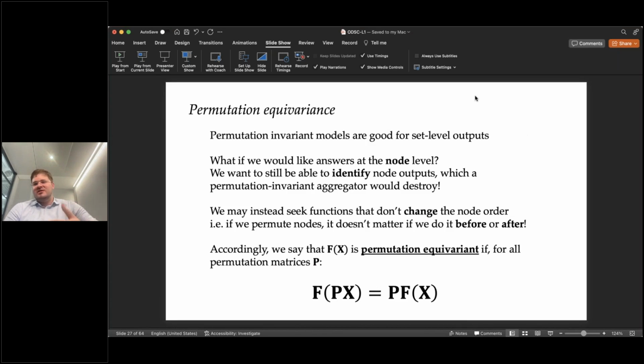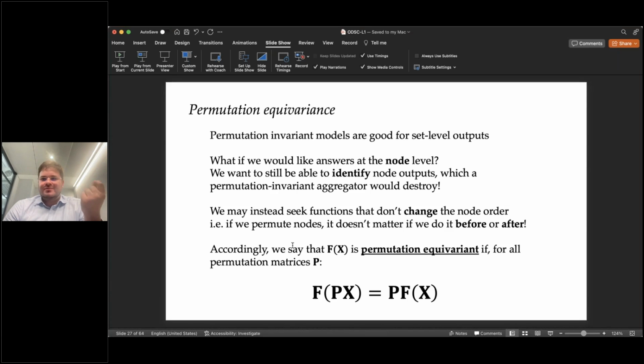Now, permutation invariance is really good if you want outputs on the level of entire sets, but what if you would like answers on the level of individual nodes? Well, you'd still want to be able to identify which output is for which node, but when you do a sum or other aggregation, that is destroyed. So instead, we might need a more fine-grained notion of operations that wouldn't change the order of the nodes. So if you permute the nodes, you'll get a different answer, but in a way that doesn't matter when exactly you permute it. Do you do it before or do you do it after your layer?